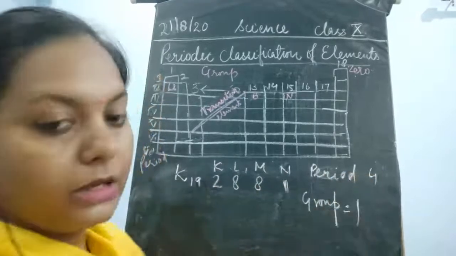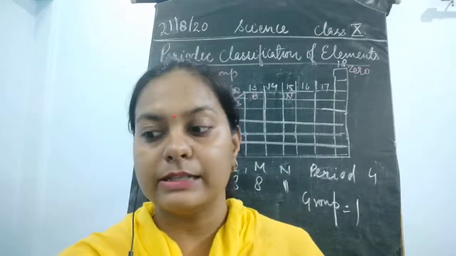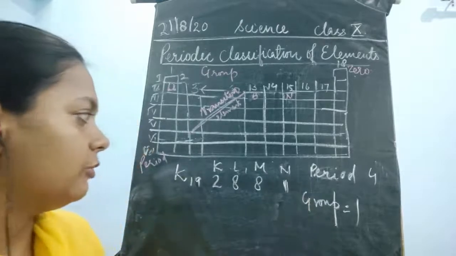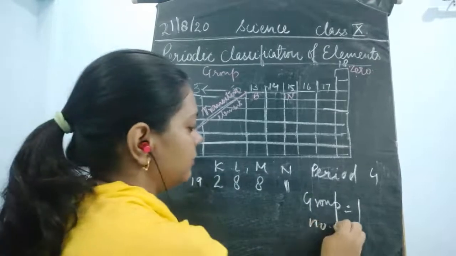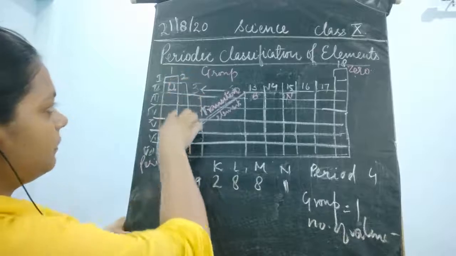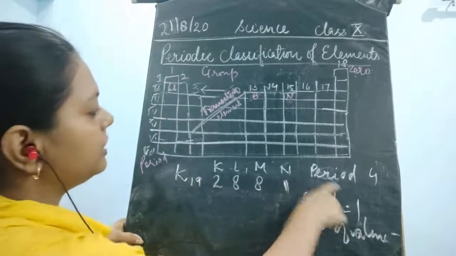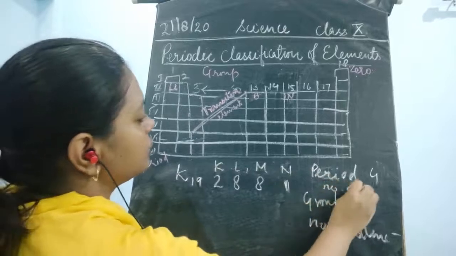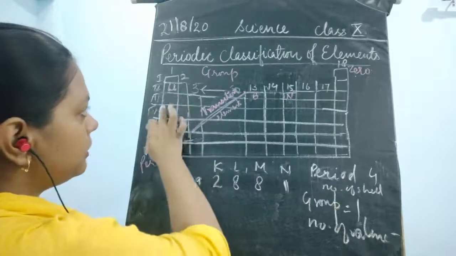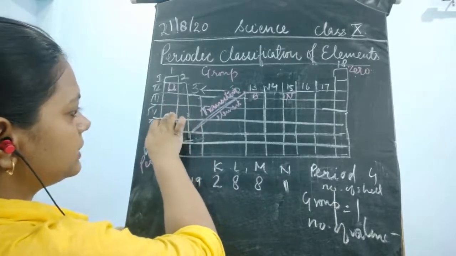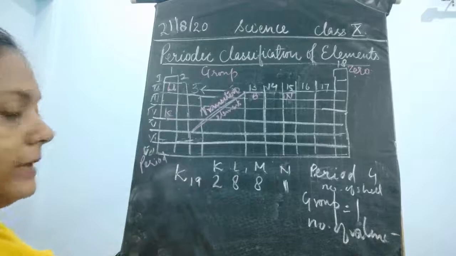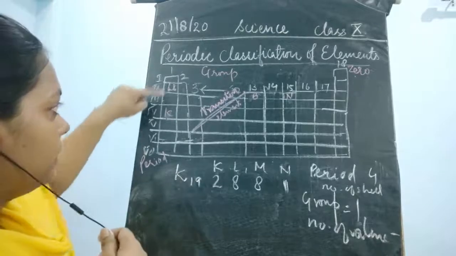As it has one valence electron, and the group number says it is the number of valence electrons, it is 1, so it belongs to group first, in this first column. Now what about the period? It is 1, 2, 3, 4, the number of shells. The number of shells is 4. So this is the 4th period and first group. So the answer would be here: potassium would be placed here in the 4th period and the first group.